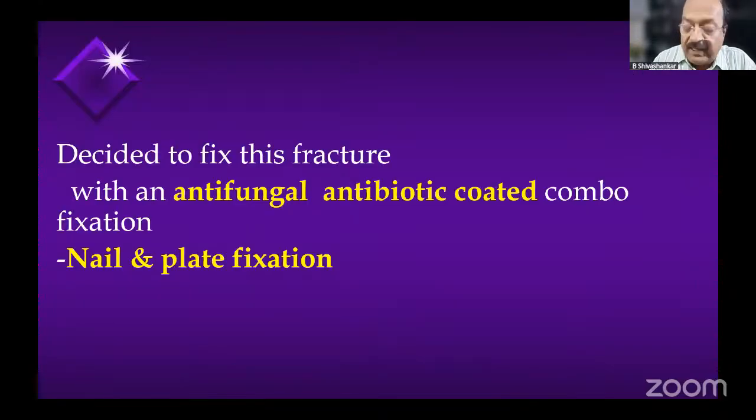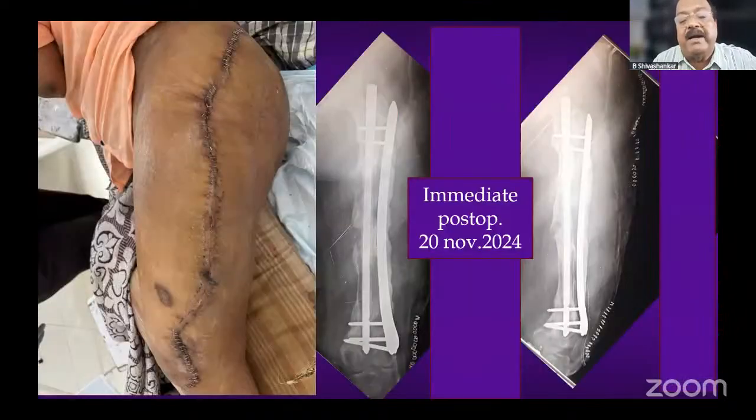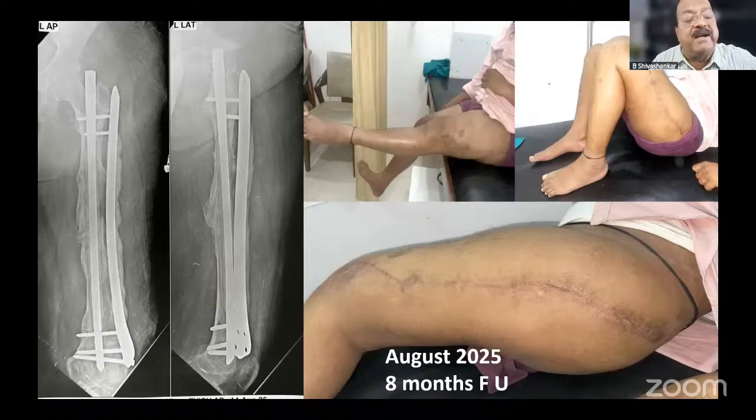So we planned to do an antifungal antibiotic coated combo nail, that is a nail plate combination. The nail was prepared, the plate was also prepared, and we applied this nail plate combination in this patient. And this is 5 months post-operative. The fracture is healing quite satisfactorily. This is 8 months post-operative with good function.